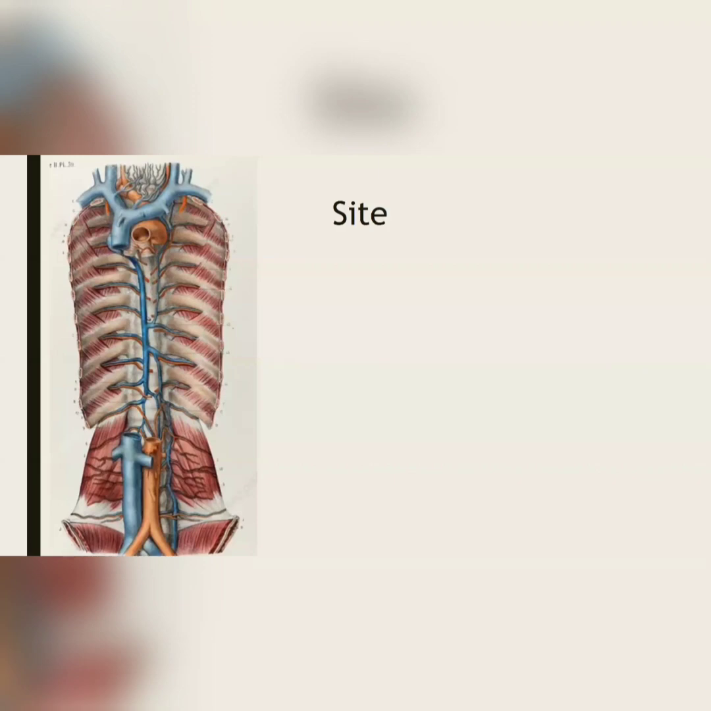Let's look at the site of the azygos vein. In this diagram, we can see the thoracic cavity. If you can identify the ribs and the vertebrae, you're looking at the posterior aspect of the thoracic cavity. This region is the thoracic cavity and lower down the abdominal cavity. You know that the thoracic and the abdominal cavities are separated by the thoracic diaphragm.